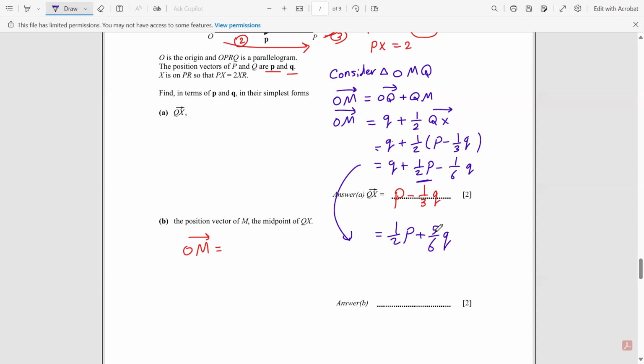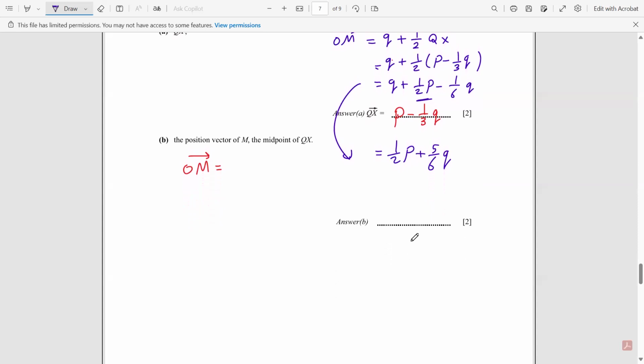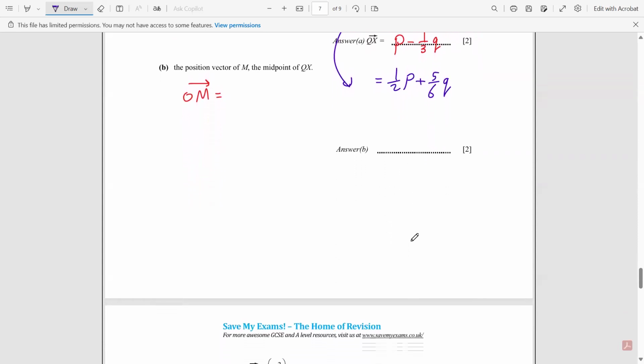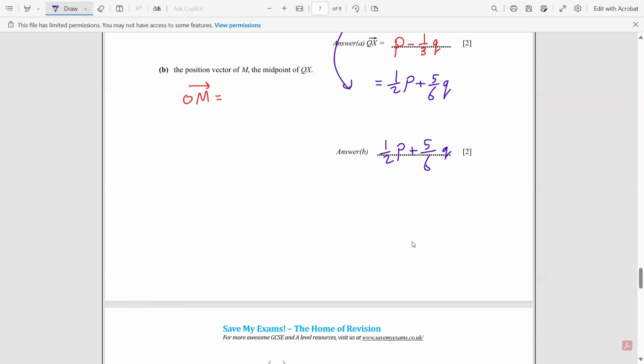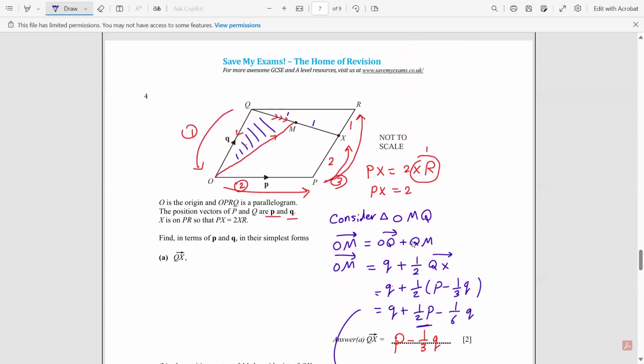You can write this answer down as the position vector of M: half p plus 5 over 6 q. It means if you want to move from O to M, you have to go half p in the direction of p plus 5 over 6 q. Like this one, let me show you. From O to M, you have to go half p like this until here. And after that, you go up. This part is actually 5 over 6 of the vector q.